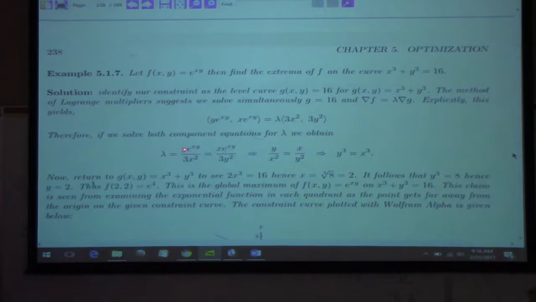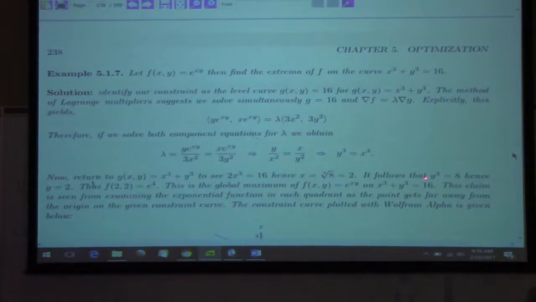So lambda gives me y e to the xy over 3x squared equals x e to the xy over 3y squared. Hooray, the e to the xy's cancel. And that gives me this over that equals that over that, which gives me that y cubed is equal to x cubed. Hey, that's not too bad, because then I can go back up here. And that gives me 2x cubed equal to 16. So I can get x is equal to the cube root of 8, which is 2.